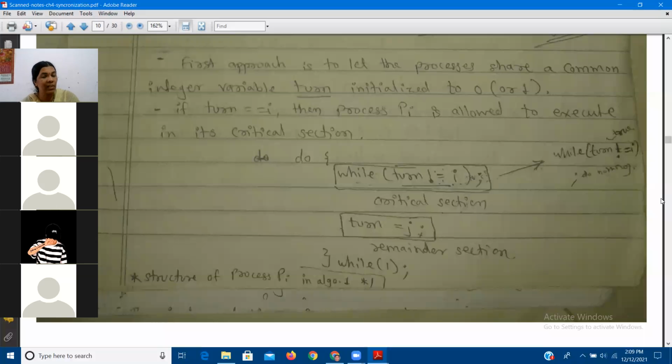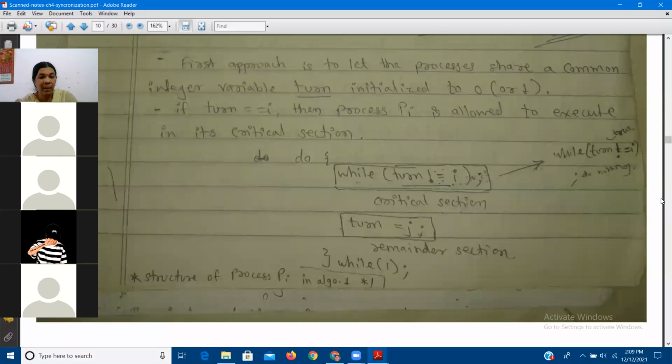Entry section, critical section, exit section, and then remainder section. So what is done in the critical section? That is again optional with respect to that process. So process will decide what to do, whether to increment that variable or decrement that variable, or whether to add something inside that variable, etc. It's the part of process. But here the entry section code is given and exit section code is given. So here, if you observe, this is the structure of process PI.